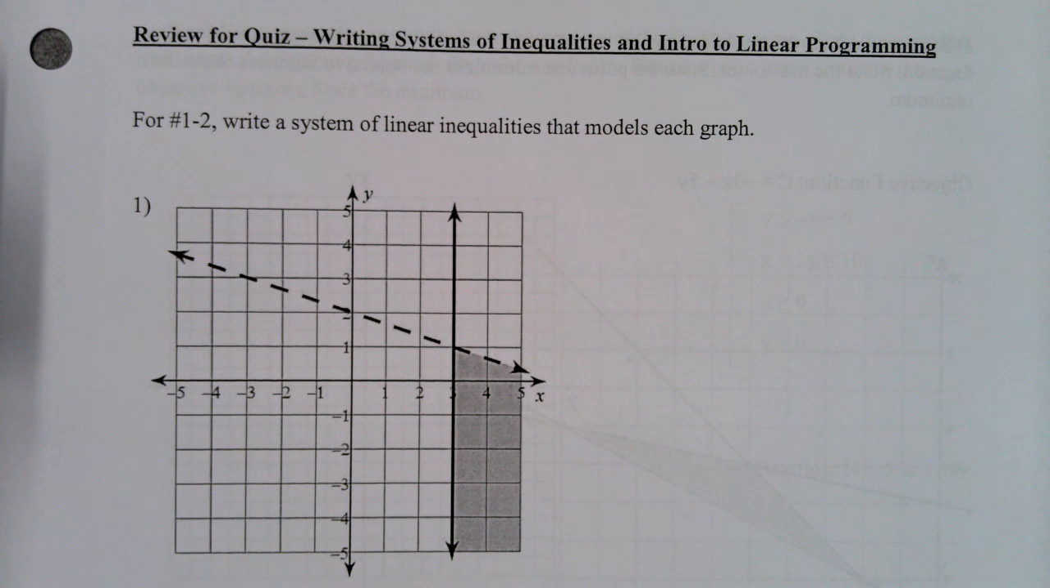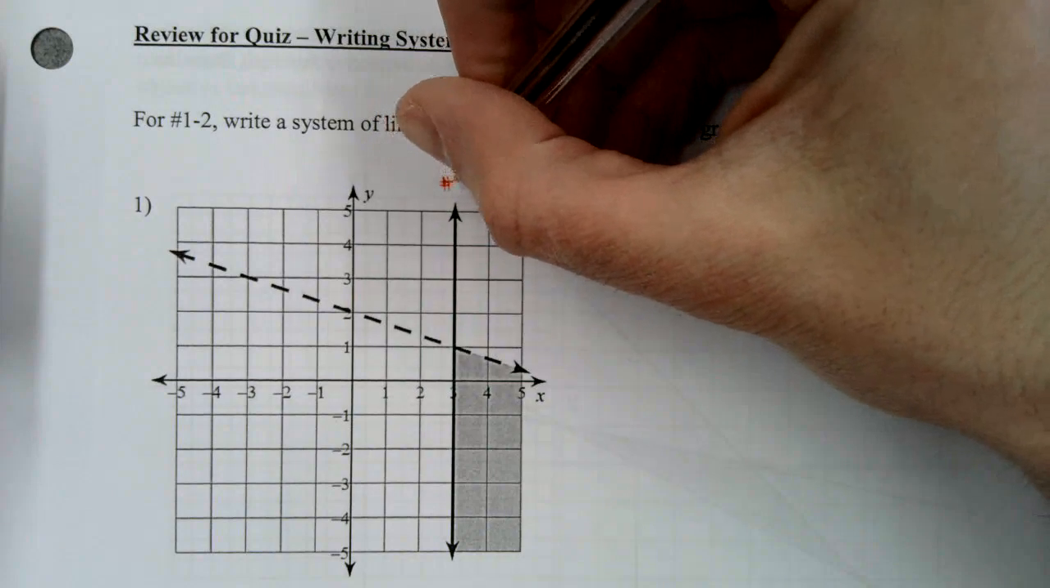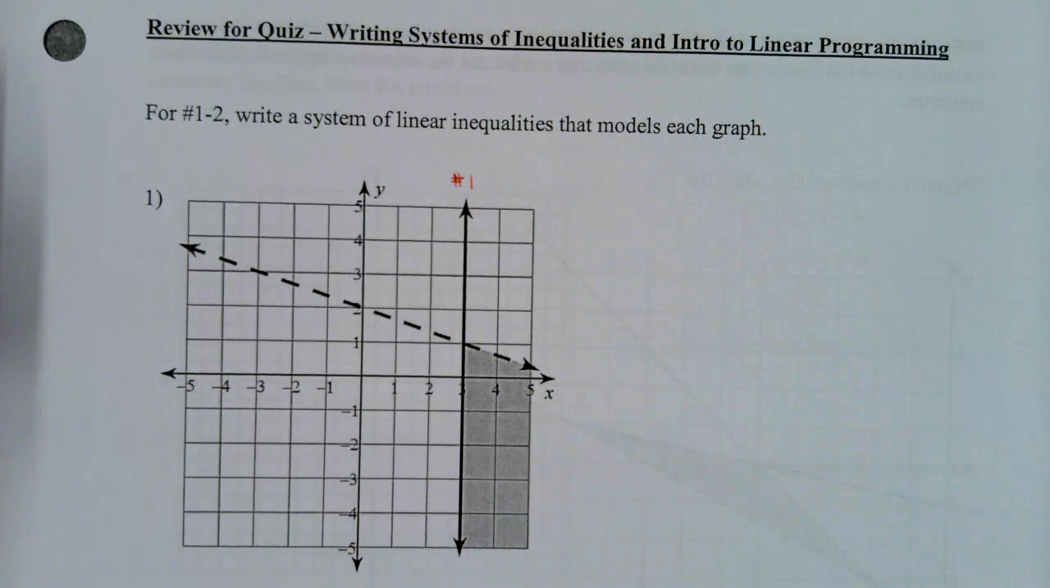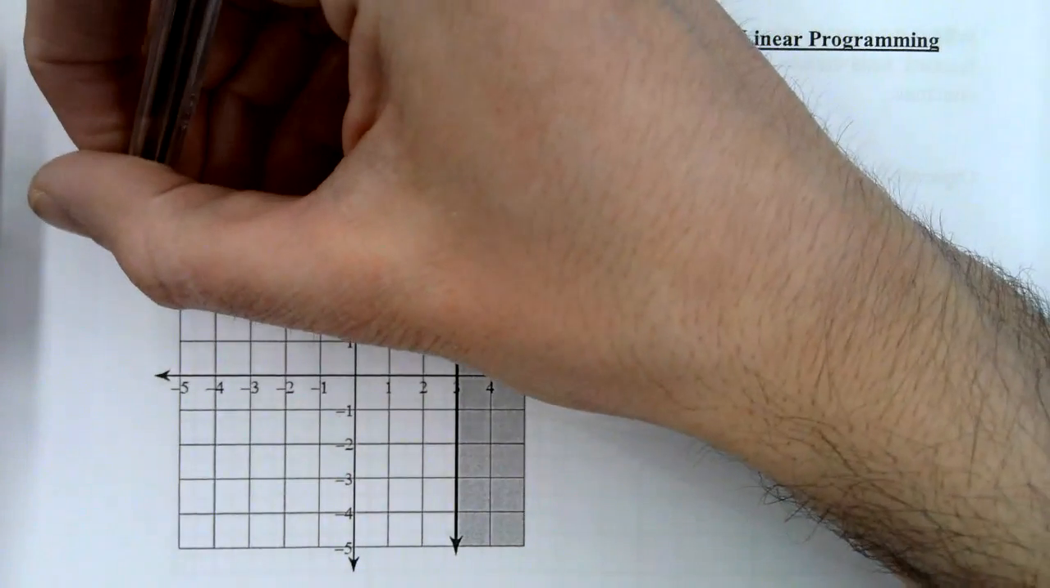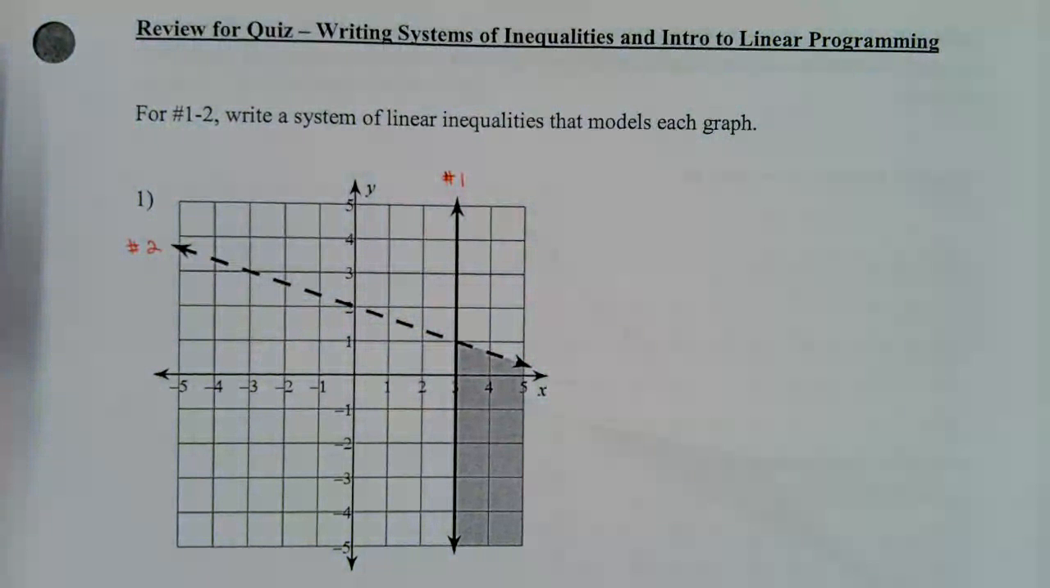So just to make it easy, when I refer back to them, I'll call this line number one, so you know what I'm talking about when I say line number one, and I'll call this one line number two. Now, line number one is actually going to be pretty fast.